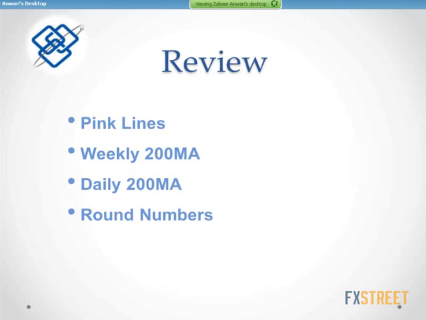Round numbers, very important. So when price breaks one round number, say the figure 0.90, we want it to head towards the next round number, which is figure 1. However, between the round numbers, there could be pink lines, there could be the weekly 200 moving average. So we need to be aware of the previous support and resistance levels between those round numbers.